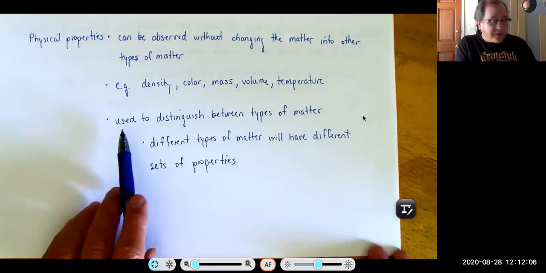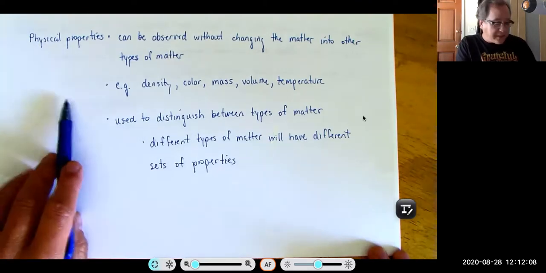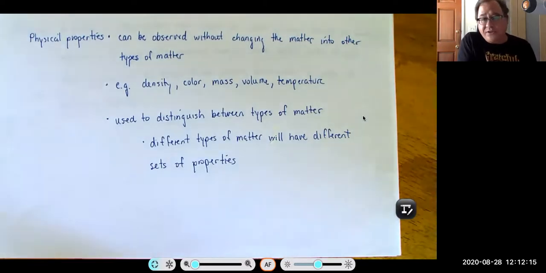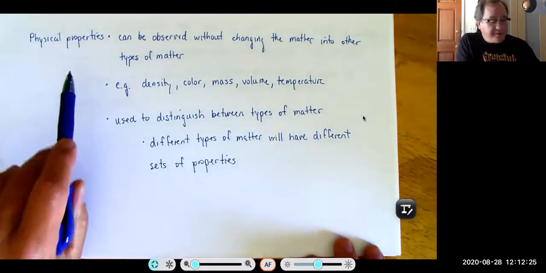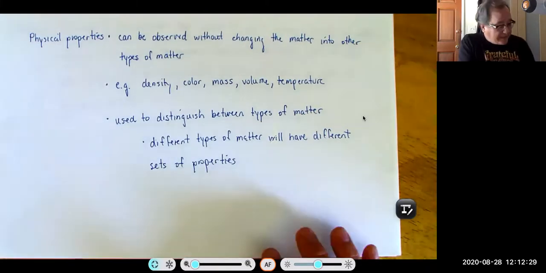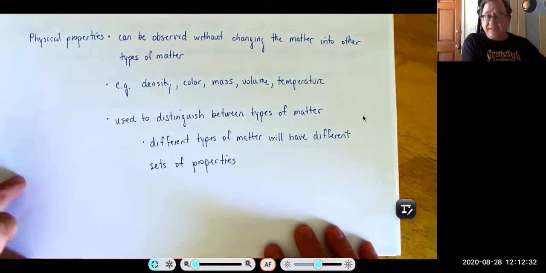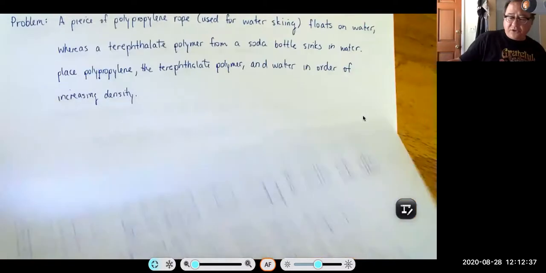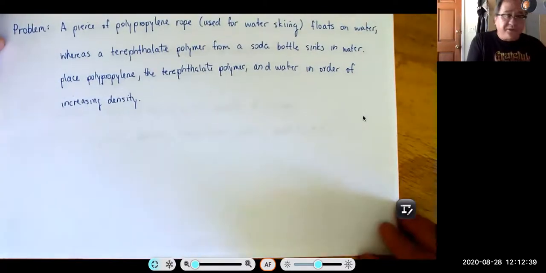The reason we're interested in physical properties is that they're often used to distinguish between types of matter. If you have something that's a solid and something that's a liquid, you know the solid's probably not water if you're looking at it at room temp. So we like to know the properties of compounds and substances so that we can tell them apart. Different types of matter will have different sets of properties.